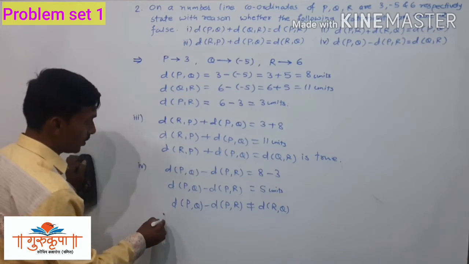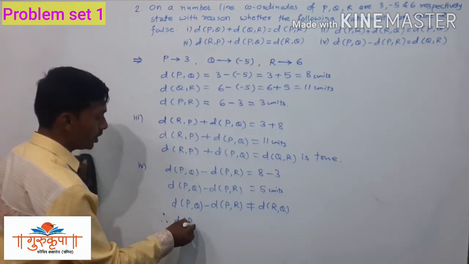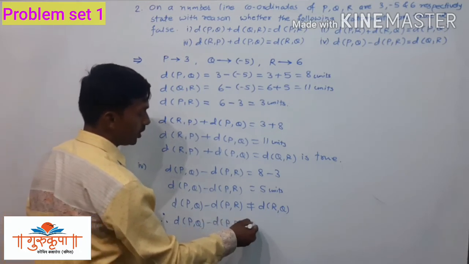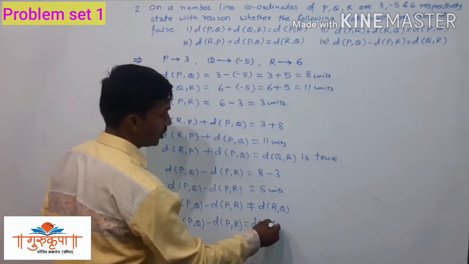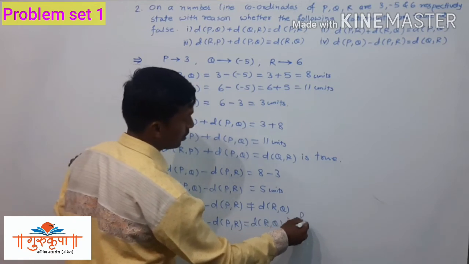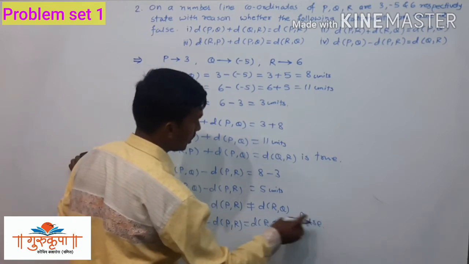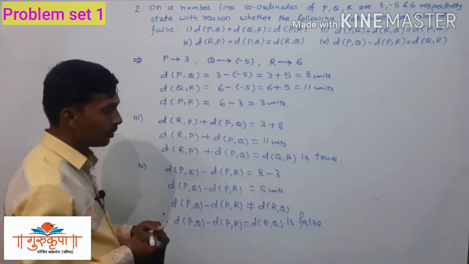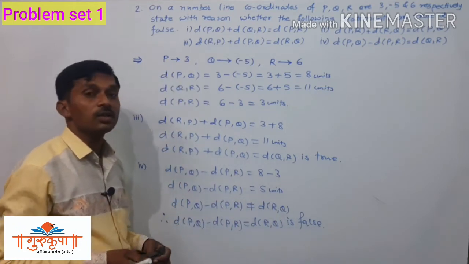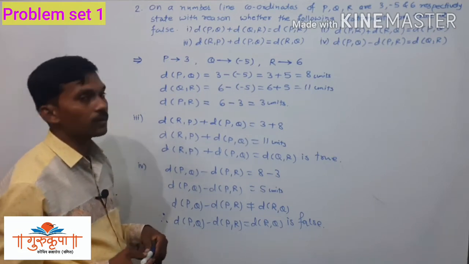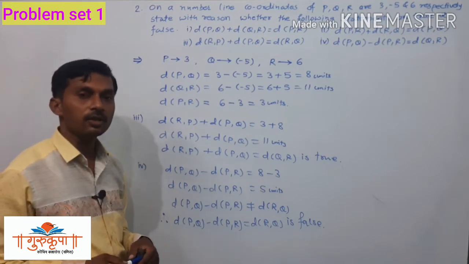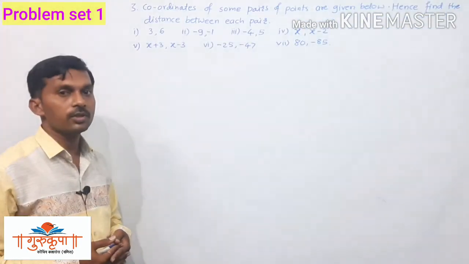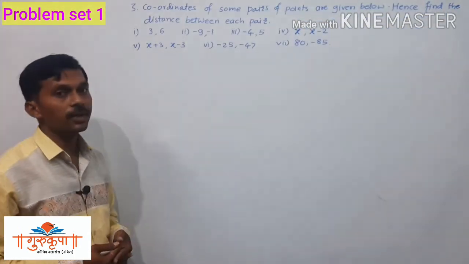So here we will write the statement distance PQ minus distance PR is equal to distance RQ is false. Why is it false? Since PQ minus PR is not equal to RQ, that is the false statement. So this is all about the second question. Now we will study the third question from problem set 1.